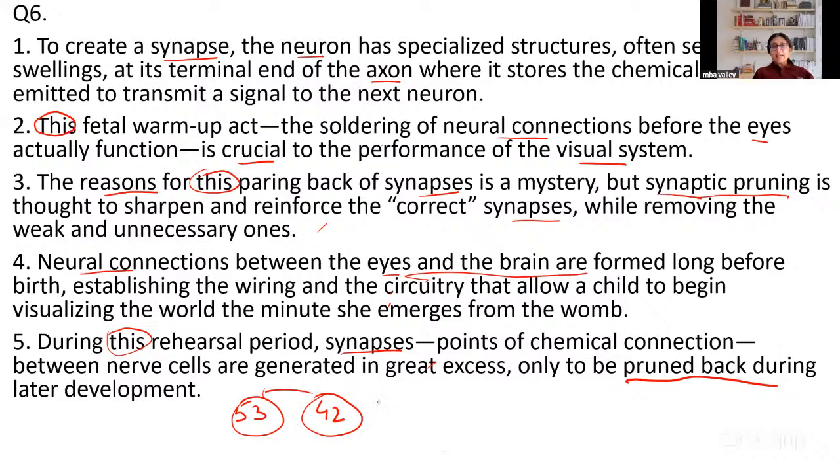So 4, 2, 5, 3 should be the correct order of this paragraph, where sentence number 4 and 2 introduce and sentence number 5 and 3 build upon this. इसीलिए मैंने सेंटेंस नंबर 5 में दिस सर्कल किया, सेंटेंस नंबर 4 में भी दिस सर्कल किया. सेंटेंस नंबर 2 में जो लिखा है दिस फीटल वार्म अप एक्ट, ये दिस फीटल वार्म अप एक्ट कहां से आया? सेंटेंस नंबर 4 में जहां पे लिखा है कि that allows a child to begin visualizing the world the minute she emerges from the womb. So this fetal warm up act ये यहां से आया है. This इस चीज को explain कर रहा है.